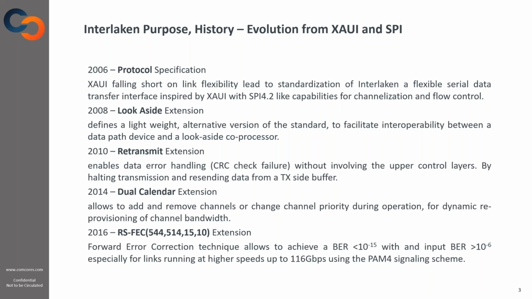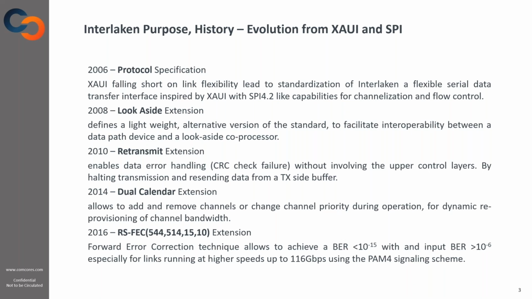Then in 2010, they introduced the retransmit extension, which allowed the protocol to handle data failures on the links. If data was deemed erroneous by failing a CRC check, the receiver could ask the transmitter to send the data again and recover from the error without involving the top-level CPU or upper-level control features of the design. So it was handling it on its own.